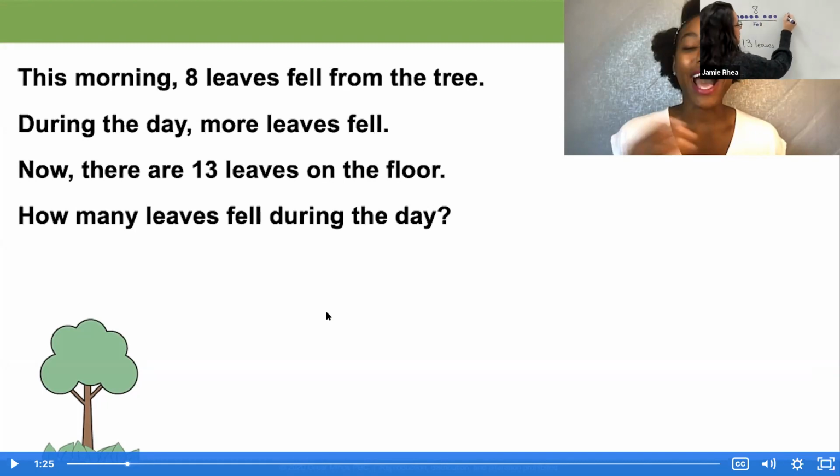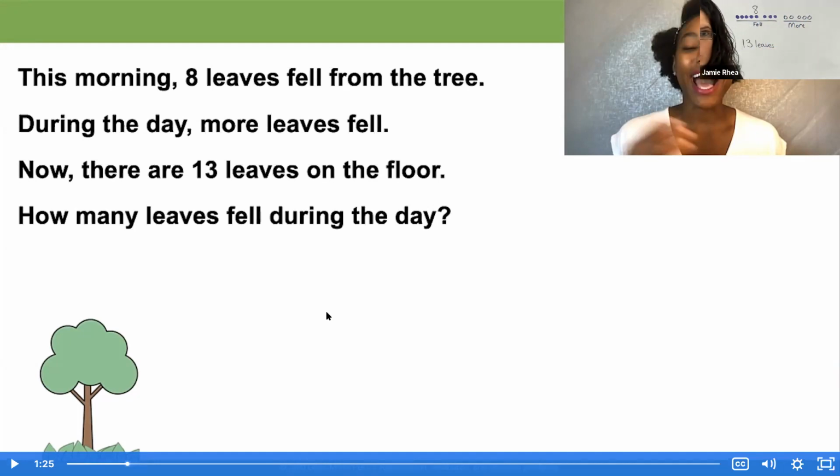8, 9, 10, 11, 12, 13. Then I stop because now I have 13. 8, 9, 10, 11, 12, 13. Now I'm going to label this one "more" because these are the more leaves that fell, okay?